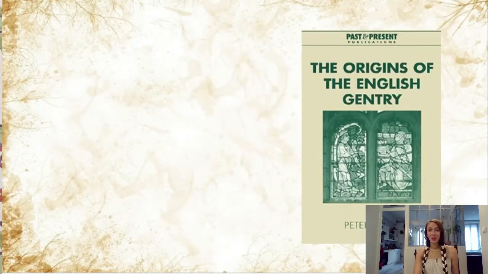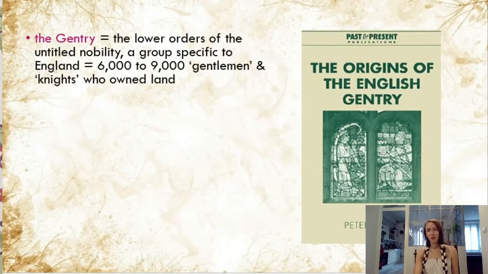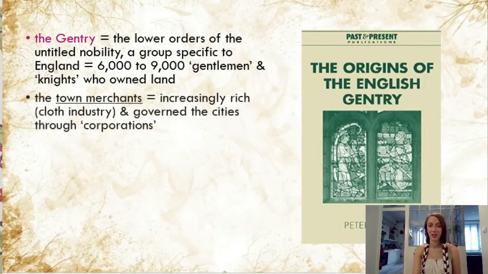Now we've mentioned the lords and the clergy, right, if you're following. Let's move on to the gentry. The gentry refers to basically the lowest orders of the untitled nobility, a group that was specific to England. So you have about 6,000 to 9,000 gentlemen and knights who owned lands. These were the town merchants. They were increasingly rich thanks to the cloth industry in particular, but not only, and they governed the cities through something called corporations. Just remember, gentry, lowest orders of the untitled nobility.